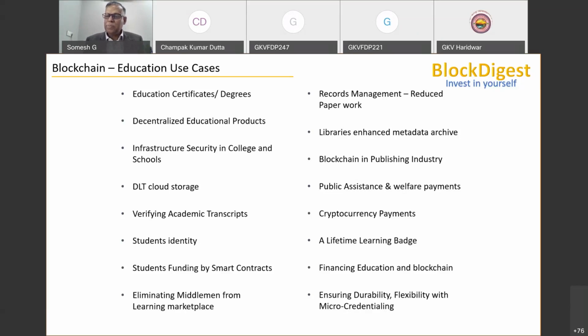Student funding can happen through smart contracts, learning marketplace, records management, metadata for libraries, publishing industry, again a big use case, any kind of public assistance and welfare payments. There are large such examples in countries like the US that can go through blockchain. Cryptocurrency payments is an obvious one. Learning badges can be maintained on blockchain. Financing, ensuring micro credentials can be automated using blockchain. So those are some of the examples of blockchain in education sector.